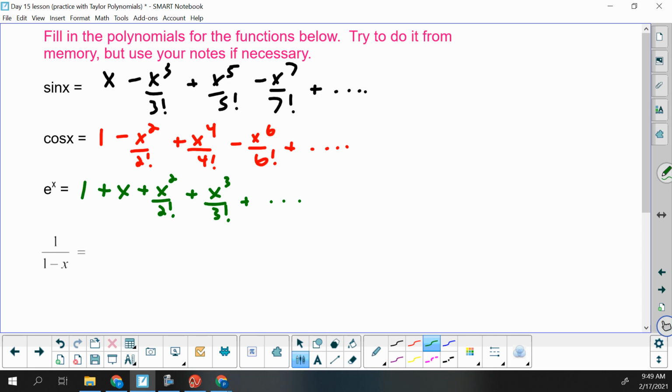And 1 over 1 minus x, we want to recognize that that is really just our geometric infinite sum, where we have a first term of 1 and we're multiplying by x each time. So this is 1 plus x plus x squared plus x cubed. So those are the biggest ones. We'll see some others that would be good to memorize, but those 4 are the biggest ones to memorize.